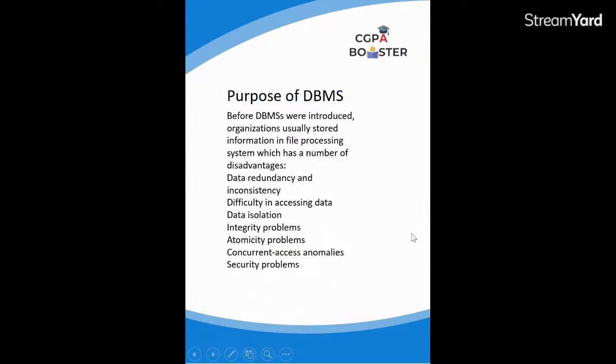As I was talking about, how did DBMS actually come about? For knowing why it came about, we need to go over what existed before DBMS. Before DBMSs were introduced, organizations usually stored information in file processing systems, which had a number of disadvantages, such as data redundancy and inconsistency. Now, what does data redundancy actually mean? It is that there would be repeated data, and because of that, space was occupied by it.